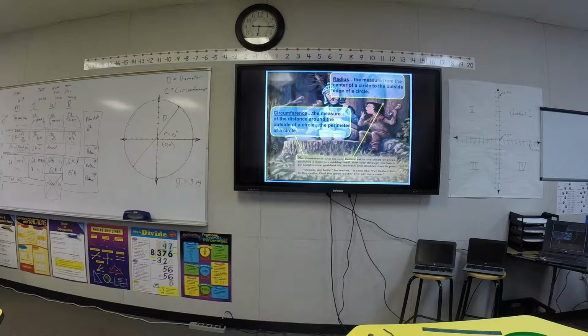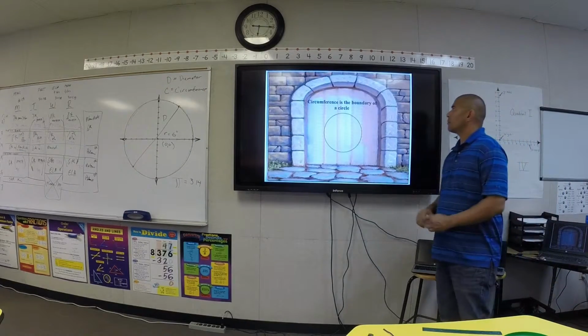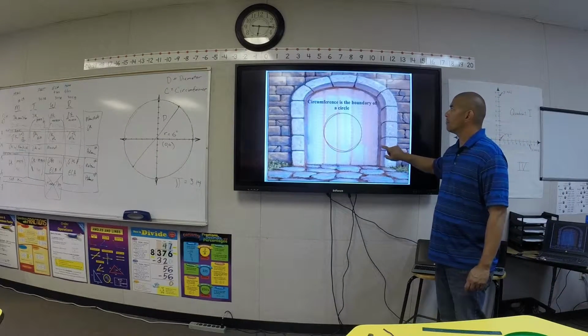So from this text, I just want to highlight the words circumference, which is the measure of the distance around the outside of a circle, or the perimeter of a circle, and radius, which is the measure from the center of a circle to the outside edge of a circle. So to put this another way, circumference is the boundary of a circle.